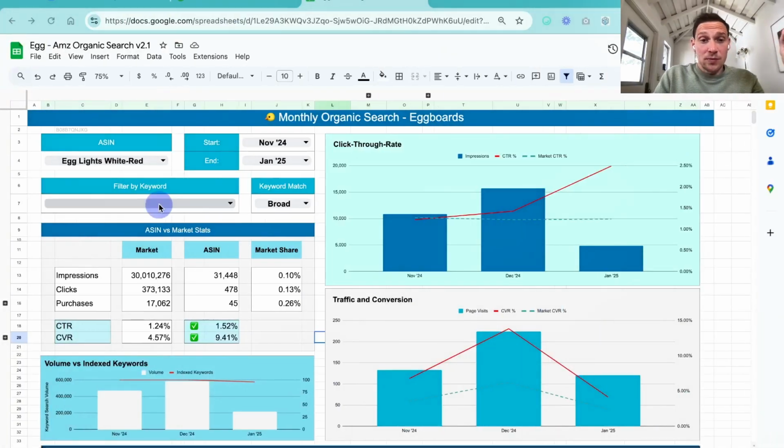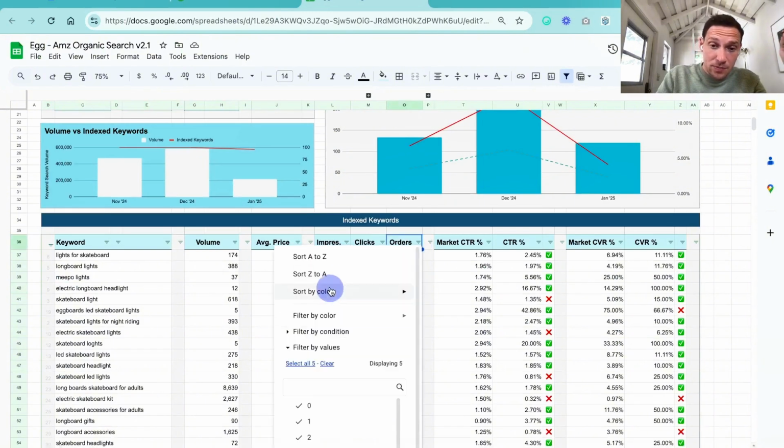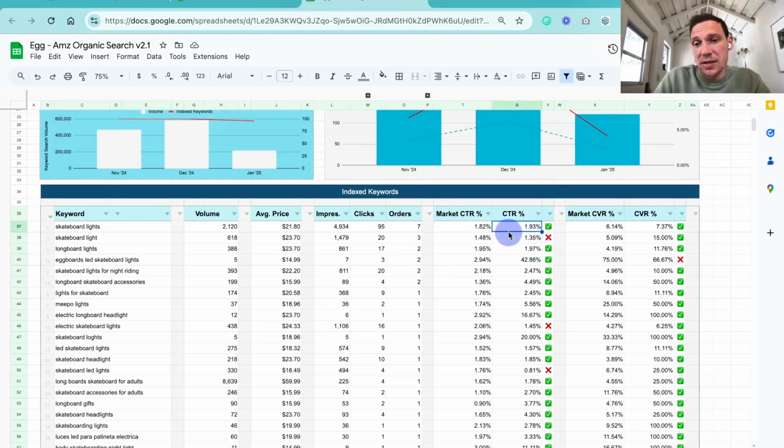So out of this one, I can look for what are the best keywords also, in case maybe I'm focusing on the wrong ones. But skateboard lights, skateboard light, longboard lights seem to be the best keyword. For each one, I can see if my click-through rate and conversion rates are better or not than the market. For example, for skateboard light, singular, it seems that my click-through rate is less than the market, while for the plural, it's more than the market.